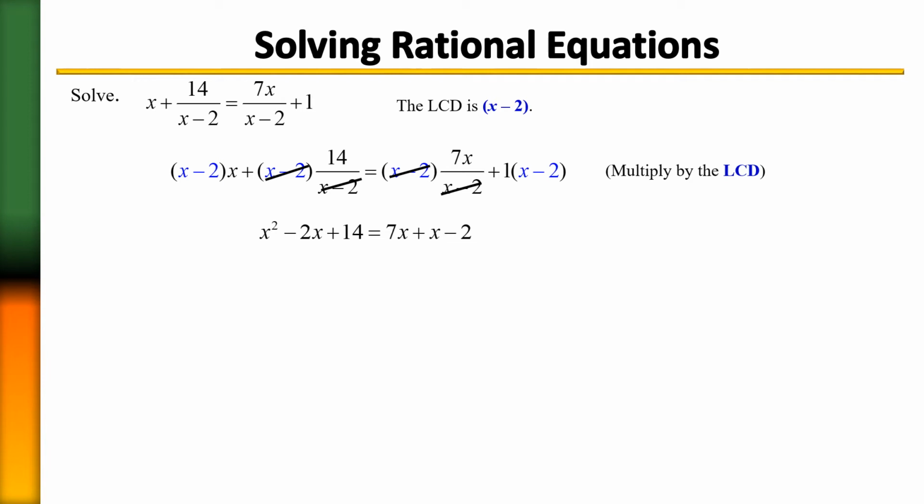So to solve this particular one for x, the first thing I'm going to do is combine like terms on the right side. 7x plus 1x equals 8x. The next thing I'm going to do is get all my numbers on the left side and 0 on the right. In other words, put it in standard form so that I can utilize the zero factor property. So that would involve subtracting 8x from each side and then adding 2 to each side. So let's go ahead and do that.